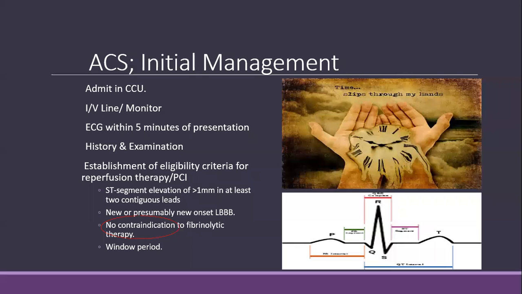You should maintain their IV line and you should monitor for any arrhythmias. You should take the ECG within 5 minutes. You quickly examine the patient and take history. And history, especially history, will not establish the diagnosis, but this will tell you certain criteria for thrombolysis.